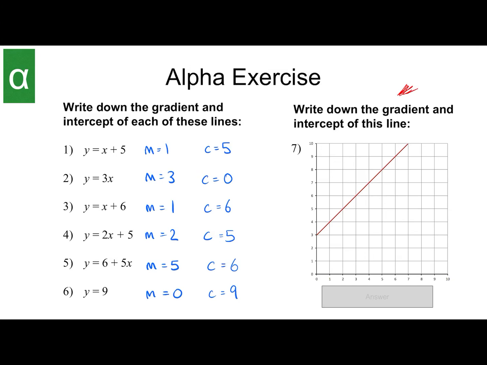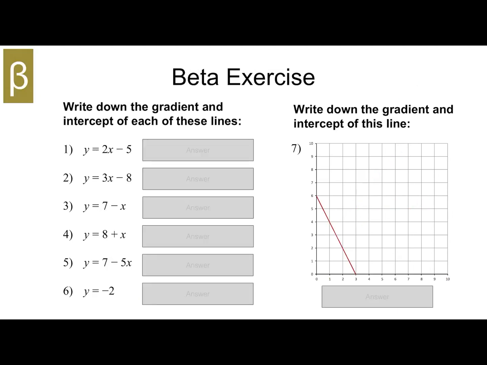Okay, here are the answers. Okay, gradient equals 1, y-intercept equals 5. c represents the y-intercept, okay? So you can check those. And this one has a gradient of 1 and a y-intercept of 3, so the equation of the line is y, don't forget the y, equals x plus 3. y equals x plus 3 because the gradient is 1 and the y-intercept is 3.